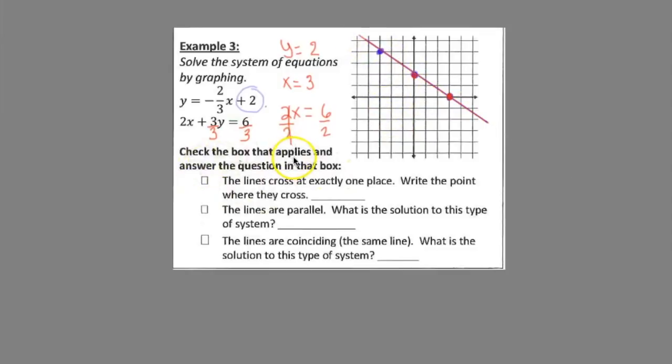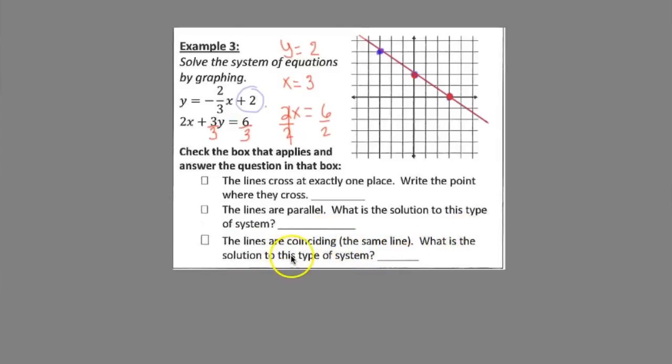Let's check off the one that applies. The first one, the lines cross at exactly one place. We don't see any intersection. The second one says parallel lines. My lines are not parallel. The last checkbox says the lines are coinciding. That means it's the same line.